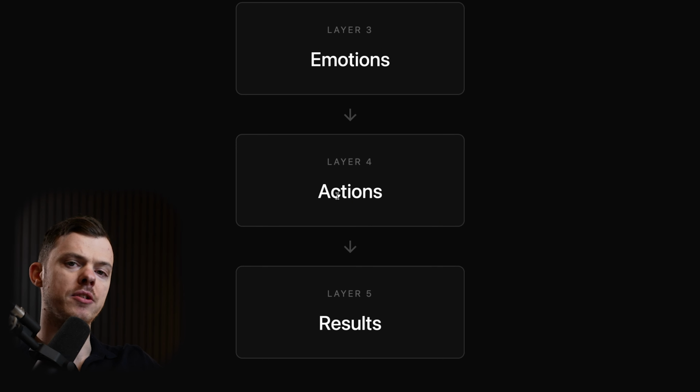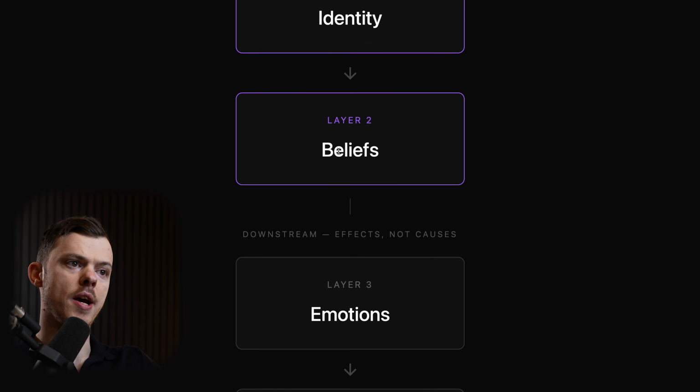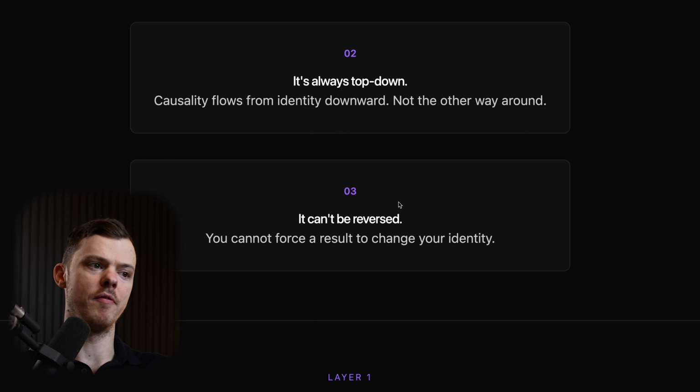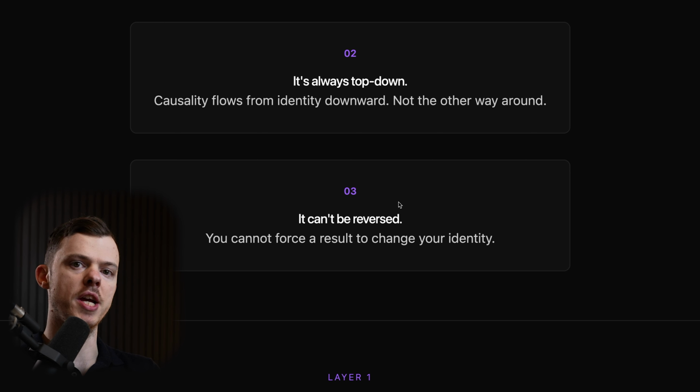And that's not a failure of discipline. It isn't because you're not a disciplined agency owner. It's not because you necessarily took your eye off the ball. What it is, is part of the causal chain, and it's a correction. What it is, is you forced an action that really wasn't supported by the layers above it. And if I walk you through the chain, and we can start with the first 2 layers, you'll actually fully understand how transformation happens. Because you have your actions, you have your results, you have your emotions, you have your beliefs and your identity. Second rule, it's always top down. And then third is it can't be reversed, because you cannot force a result to change your identity.